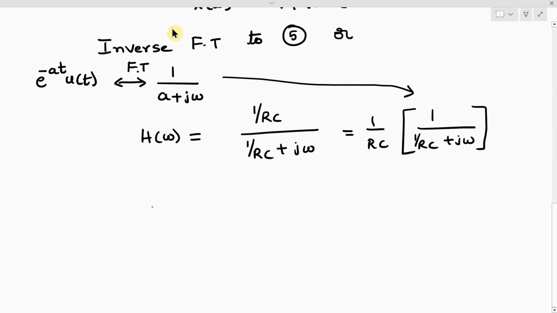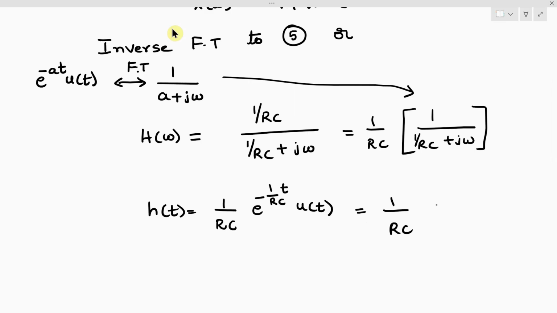Then what will be h of t? 1 by rc is the constant, right? And in place of a, what do you have? In place of a, you have 1 by rc, so e power of minus a into t, u of t. This is how we can write it: 1 by rc e power of minus t by rc into u of t.